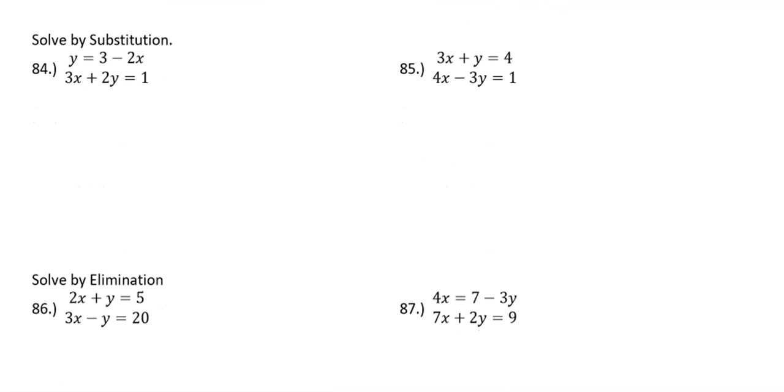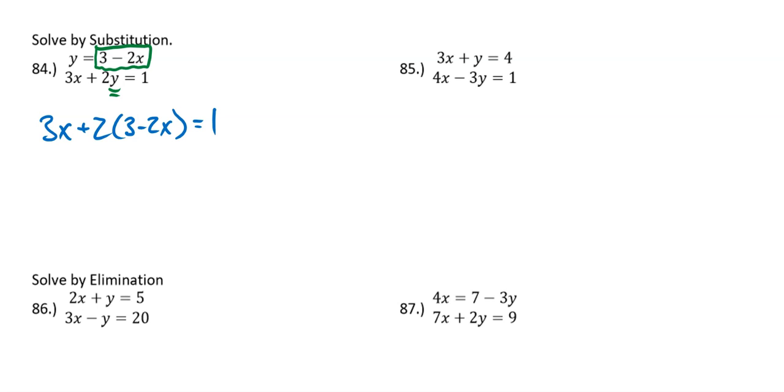For this one, solved by substitution. Because this first one is already solved for y, so right here, y equals this thing, it means I can replace this y with a 3 minus 2x, okay? Because y is the same as 3 minus 2x, I can replace any y's with a 3 minus 2x, and so that's what I do. In the second equation, I replace this y with a 3 minus 2x.